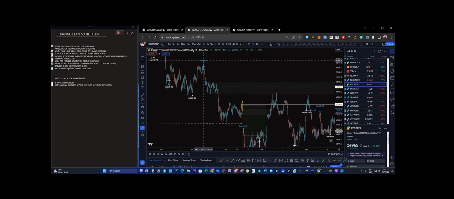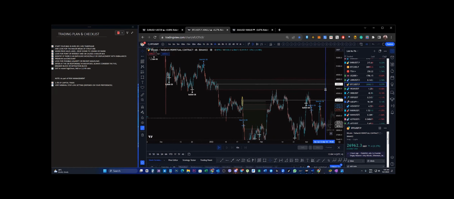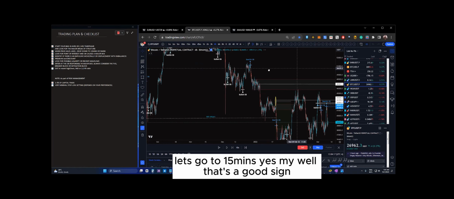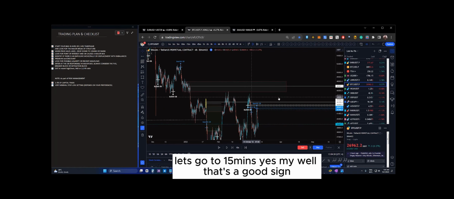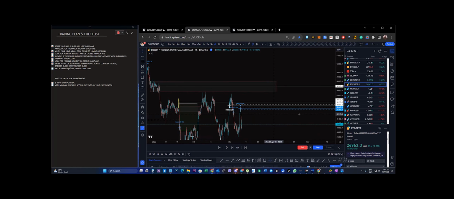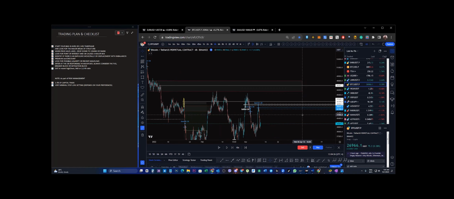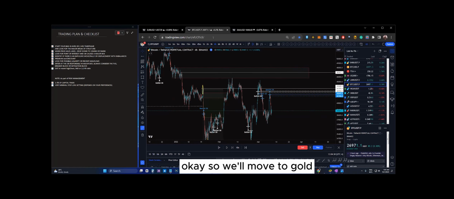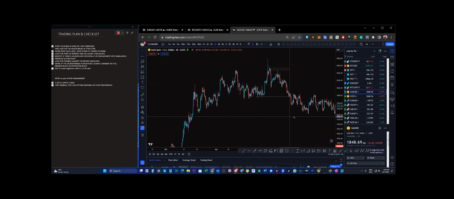Dito wala, dito wala. Oh no, this is 15 hours. 4 hours. Punta tayo ng 15 hours para lumitaw. Yes, ang dito lang ang OB niya yung binigay. Well, that's a good sign. Nakita natin yung ating pinaka-detalye. Okay? So, we'll move to gold.